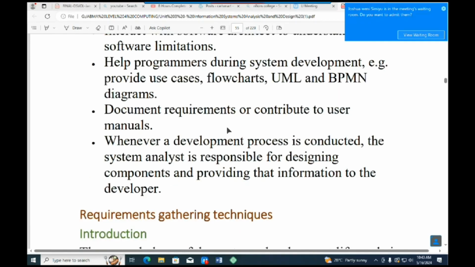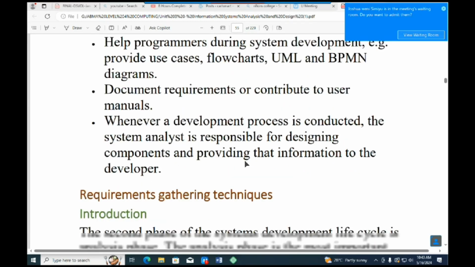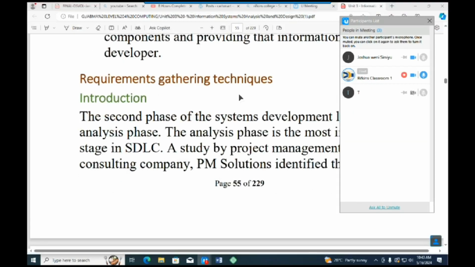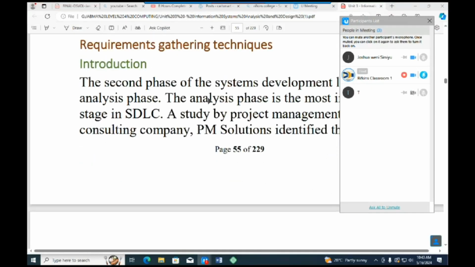Now, whenever we have a development process that is being conducted, we have the system analyst taking the responsibility of designing the components and also giving the designed components to the person who is actually going to develop the system. Looking now at requirement techniques, or requirements gathering techniques.